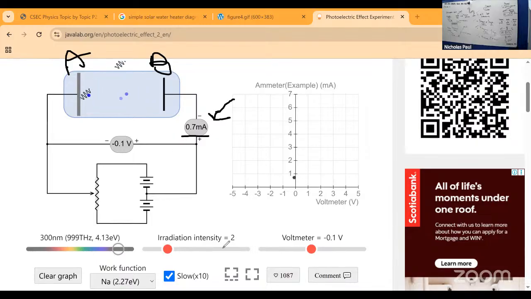I am going to increase the intensity, right? Look at the graph right now. This is a graph of voltmeter reading versus current. So there is current and the value is around 0.7. I am going to increase the intensity. What do you all expect to change there? I am going to increase the radiation intensity from 2 to maybe 4. What do you all think will happen? Current will go up. Let's see.